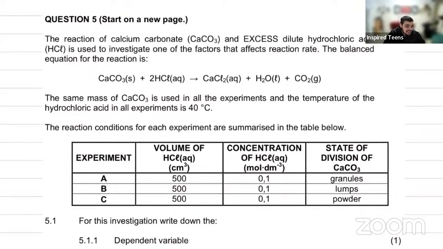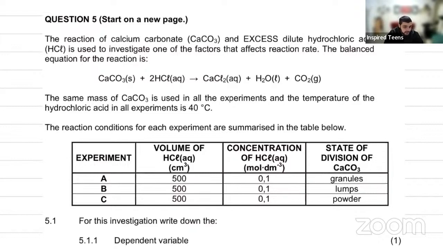The reaction of calcium carbonate, CaCO3, and excess dilute hydrochloric acid, HCl. Okay, don't worry about this excess for now. When we deal with limiting reagents, we'll discuss this. Obviously, we'll deal with limiting reagents in acids and bases. So we'll discuss this concept, but for now it's fine. We'll come back to it and truly understand why they are saying excess dilute hydrochloric acid. That's important for us to understand, kind of, but kind of not also.